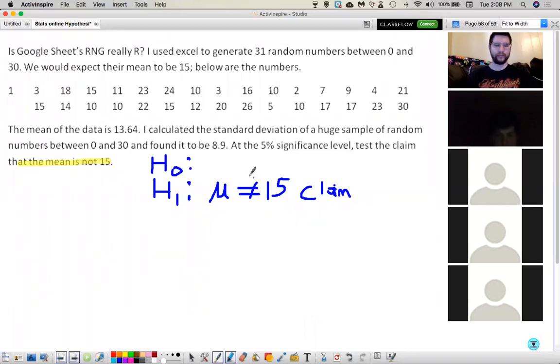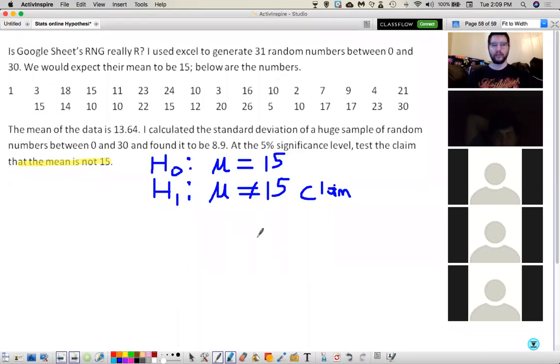Wait, so there's no... go ahead. Alternative? This is the alternative, not equal to. Does not have equality, so it goes in the alternative. That means the null would be what? I don't know. What's the opposite of not equal to? Equal to? Yeah. So that's the null.